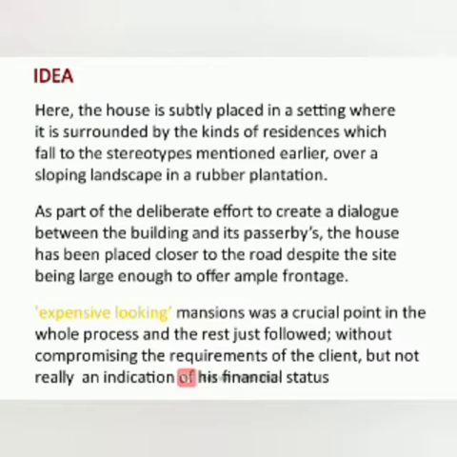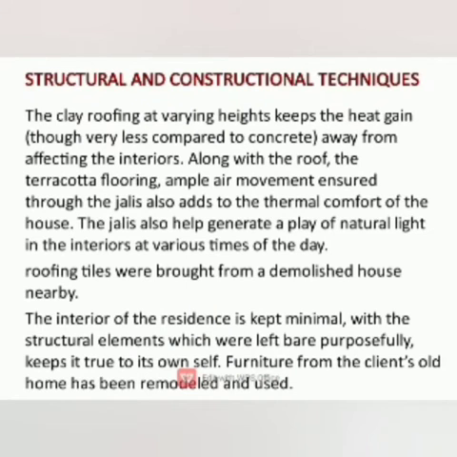They wanted to make a dialogue between the building and its passersby. The house has been placed closer to the road despite the site being large enough to offer ample frontage. They want the residence to have an expansive look. They made clay roofing and it keeps the heat gain from affecting the interiors. Also they used terracotta flooring and many jallies for air movement and natural light.